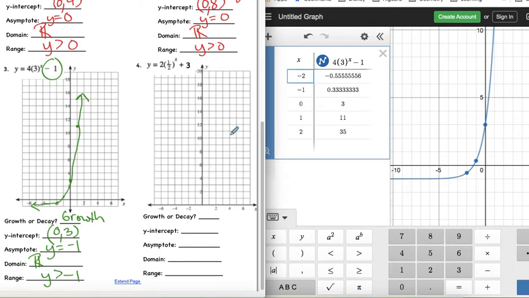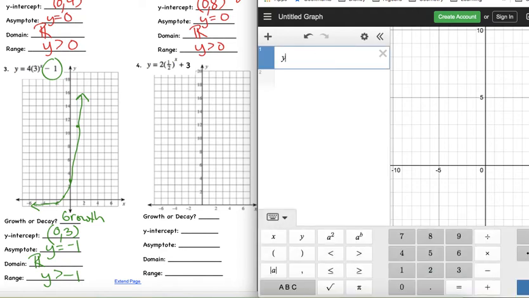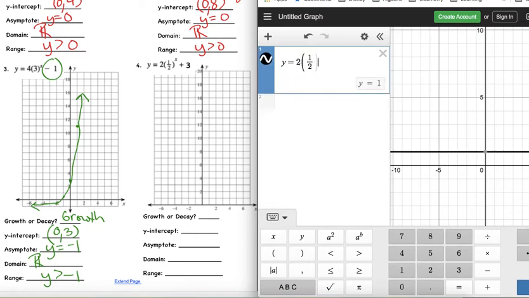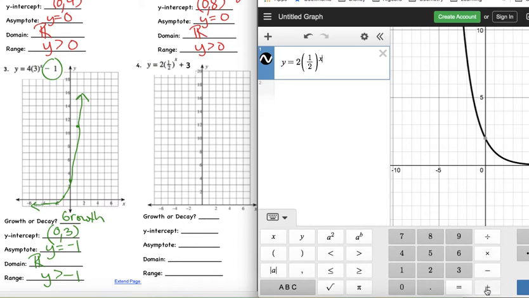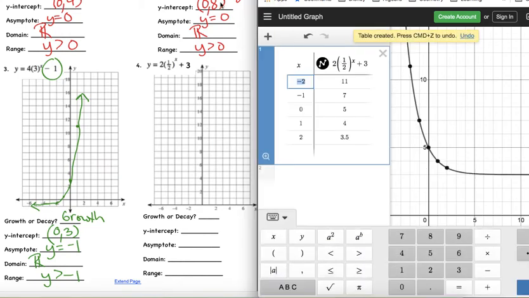And for the last one here, just typing in the equation, y equals 2, parenthesis 1/2, then exponent of x, and then +3. There we go. You can see that the J shape is elevated up at the value of 3 there. And let's make a table out of it, so we can plot some nice points on our graph.